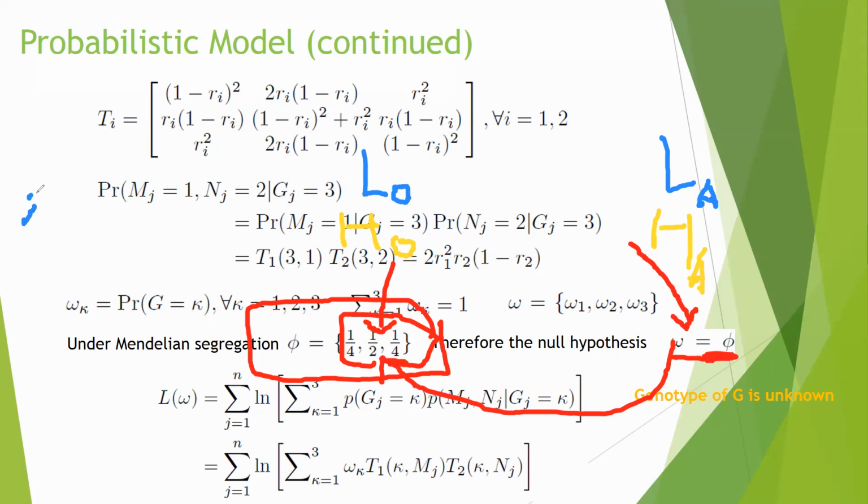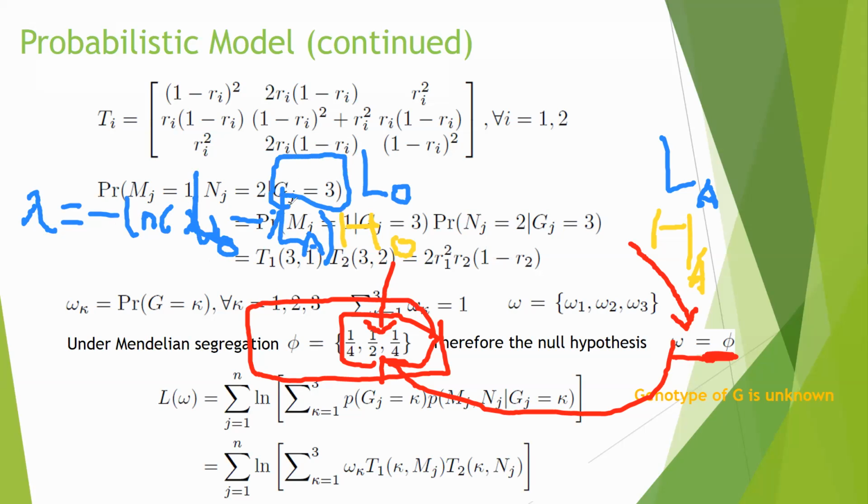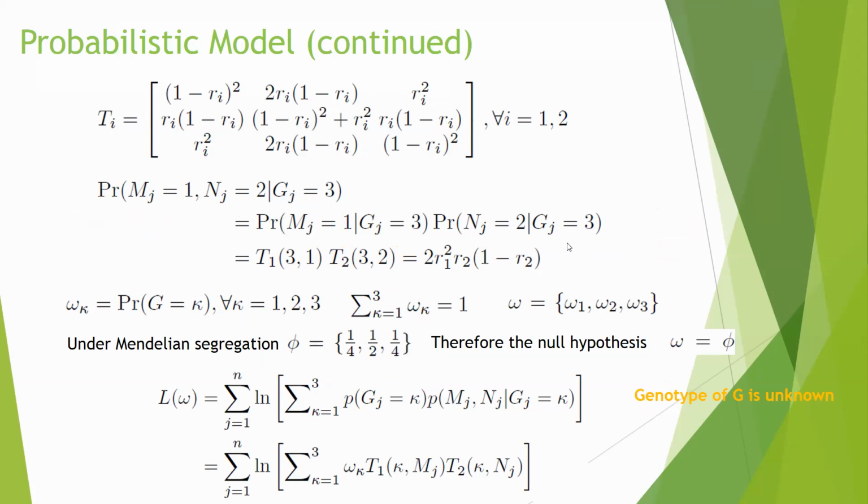Then you can use what? The likelihood function. Do you still remember? Something like this to do the test. And this can help you answer whether this locus, the G here, is under selection pressure or not. Right. Any questions here?